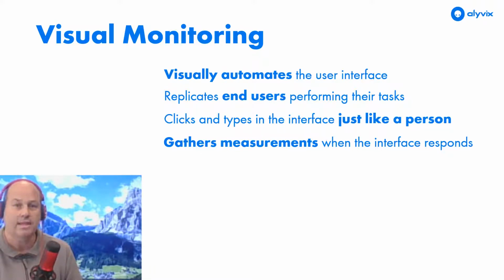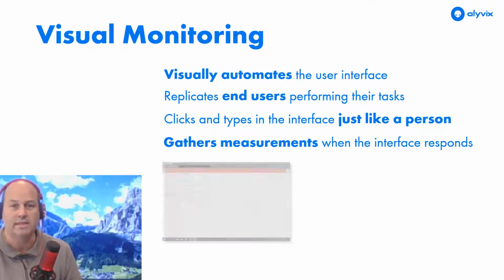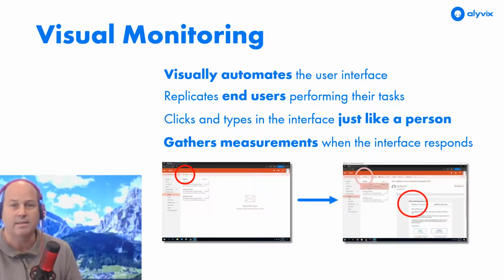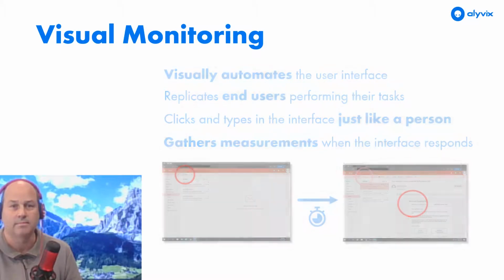So for instance, in daily Outlook usage, an end-user task like checking incoming email, as shown here, would include a step to click on the New Email button, and then to type in the addressee. Then the elapsed time is from when the addressee is entered until when Outlook confirms the addressee is valid.